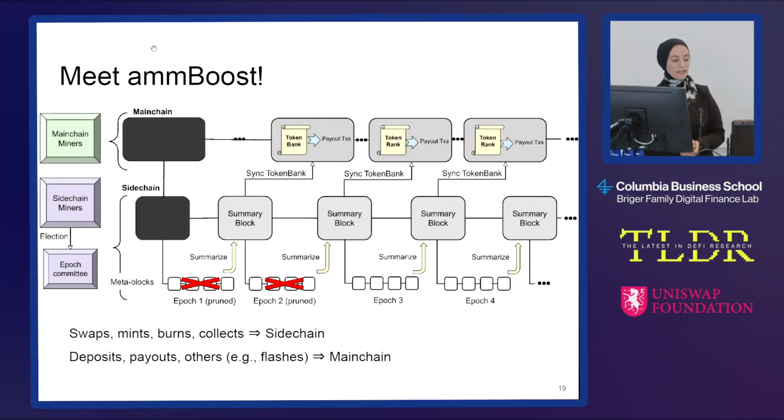The second part of the AMM is the implementation of the sidechain in the sense that all the frequent transactions, which can be easily summarized, including swaps, mints, burns, and collects, will be processed on the sidechain. The main chain keeps the token bank and any additional service that must exist on the main chain because it requires actual tokens on the spot. The popular example is flash loans. Flash loans, we cannot process them on the sidechain. They have to stay on the main chain.